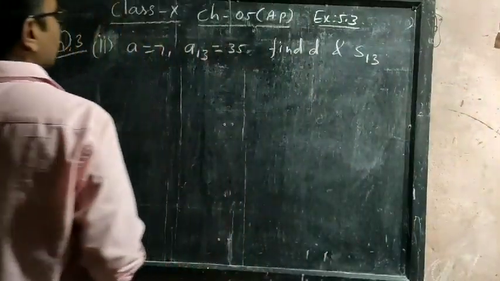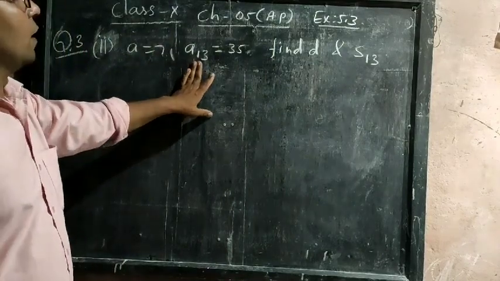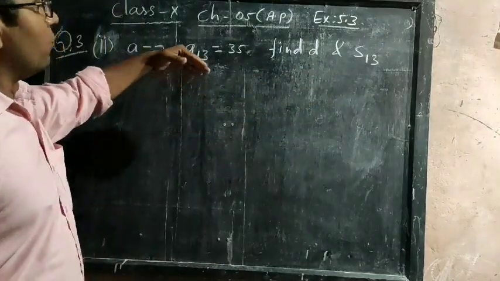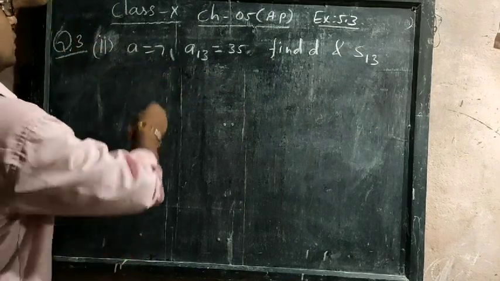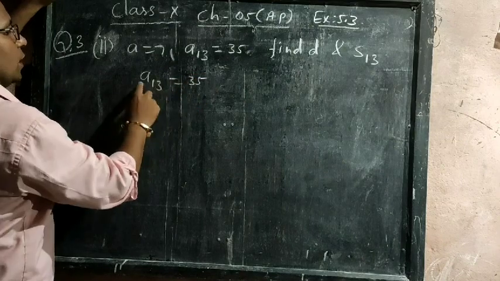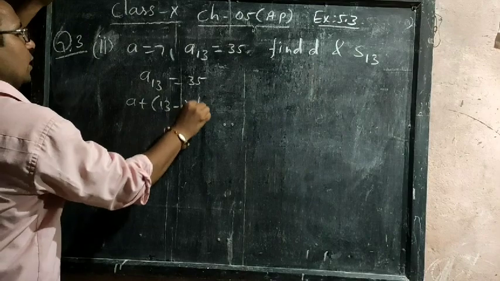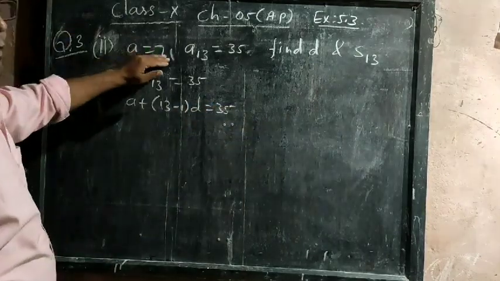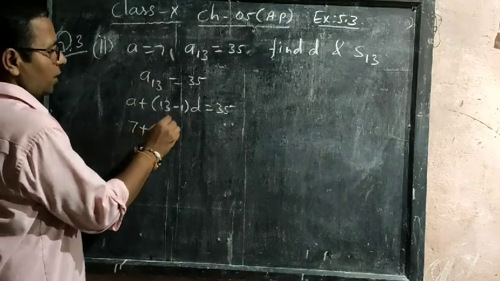So generally, the a value given here is 7 and a13 is 35, and we have to find d and S13. Whatever is given here, we will use that only. So for a13, use that formula. A13 is equal to 35. So a13 value: a plus 13 minus 1 into d is equal to 35. Now the a value given here is 7, so we will use 7. 7 plus 13 minus 1, that means 12.